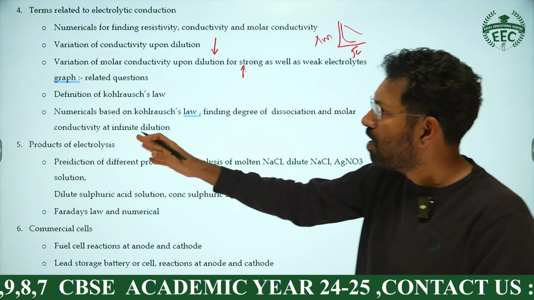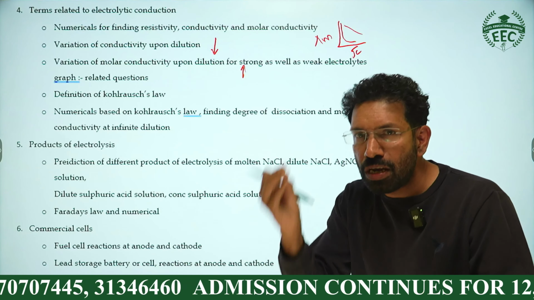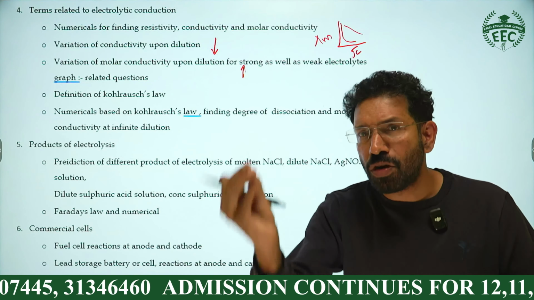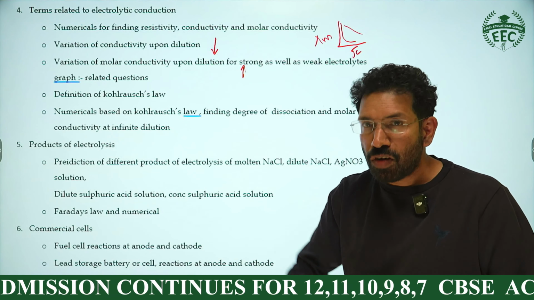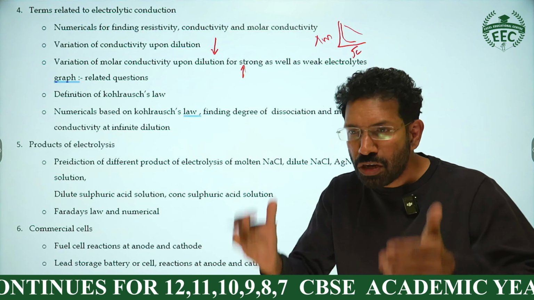Now this is an area most of the students are finding hard: products of electrolysis. Last year they asked one objective question from products of electrolysis, in a different set. So you can expect questions like: which will be the product obtained at the anode during the electrolysis of molten NaCl? What's the product obtained at the cathode during the electrolysis of silver nitrate solution? What's the reaction happening at the anode during the electrolysis of concentrated sulfuric acid solution? These all things you have to remember.